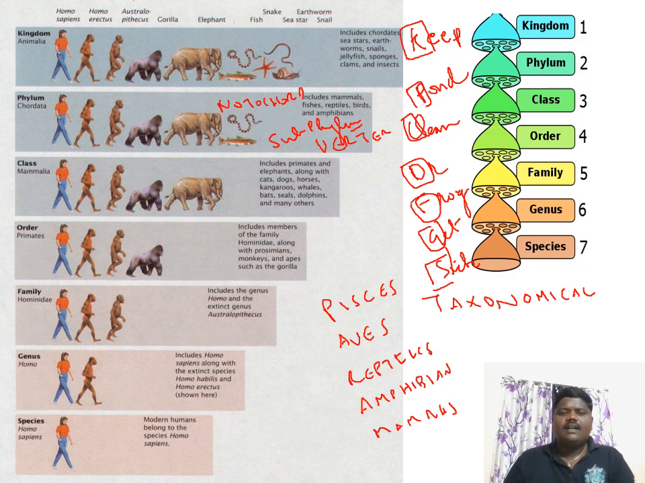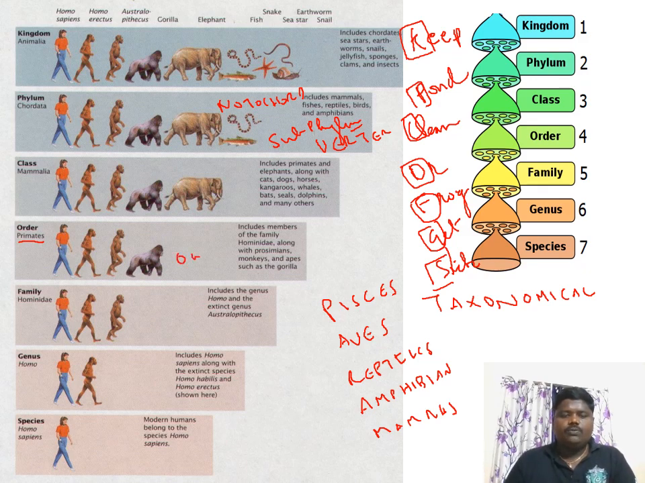Among the mammals, there are several animals, like the elephant, or carnivores like the lion and tiger, and a number of others, among which we belong to a particular category called primates. Under primates, again there are two important categories.